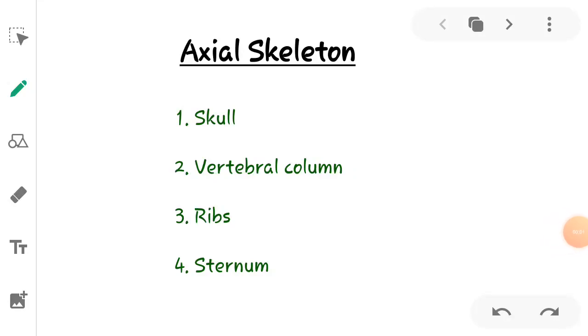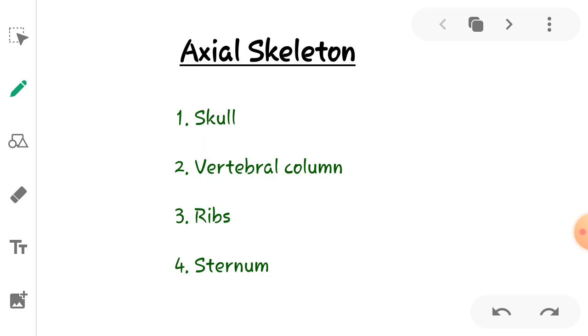Hello students, in today's video I will discuss about axial skeleton system. Before starting it, let's recall what we have done in previous video. We have already done about introduction of skeleton system, different kinds of bones present in our body, and general structure of a long bone. Let's start with axial skeleton system today.